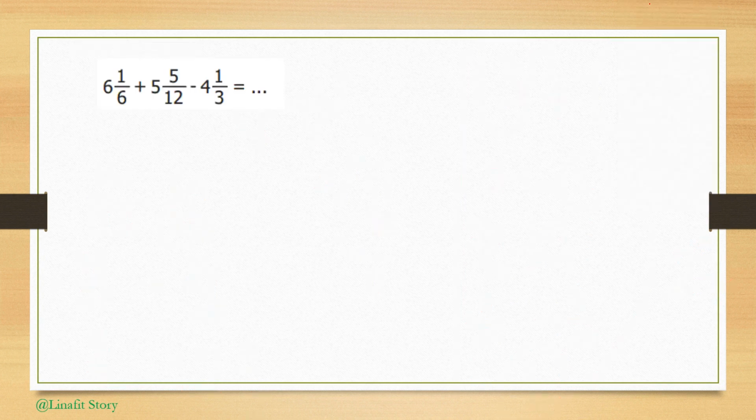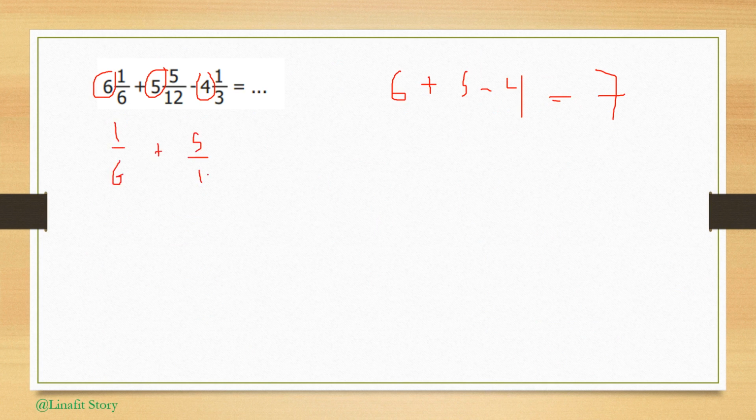Next, how about this one? 6 1/6 plus 5 out of 12 minus 4 1 out of 3. So first, 6 plus 5 minus 4 equals 7. Then 1 out of 6 plus 5 out of 12 minus 1 out of 3.